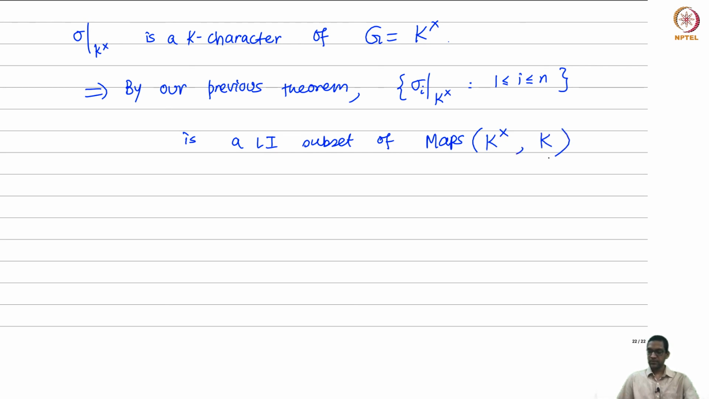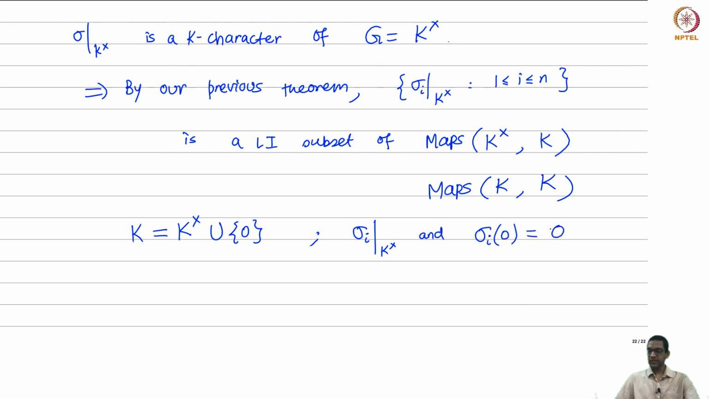Okay, but that's more or less all that we need, because observe that maps from K minus the origin to K and maps from K to K are almost the same thing, right? What's the difference? Sigma I restricted to K cross, and what's the extra point? K only has one additional point, right? K is just K cross union 0, and therefore if I know sigma I on K cross, then I know sigma I completely, because sigma I of 0 is certainly 0 since it's a homomorphism. So these two determine sigma I.